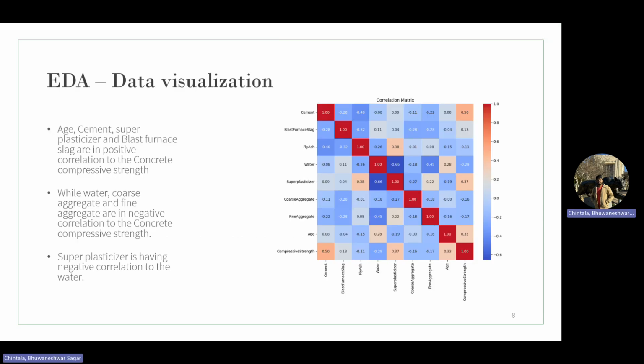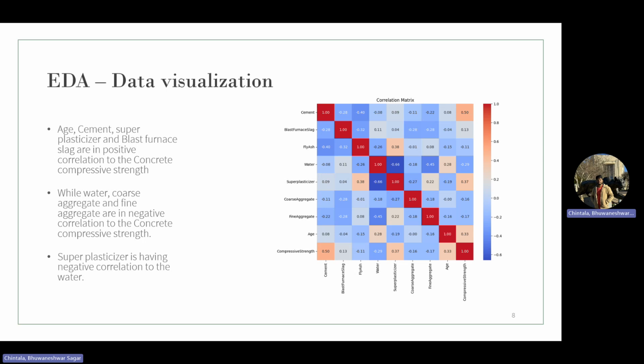So here I have plotted the correlation matrix. If you observe, we can see that age, cement, superplasticizer, and blast furnace slag are in positive correlation with the concrete compressive strength. This means that the more the age, the more the cement, the more the plasticizer, and the more the blast furnace slag, the more the strength of the concrete.